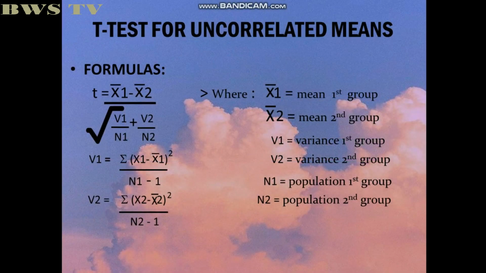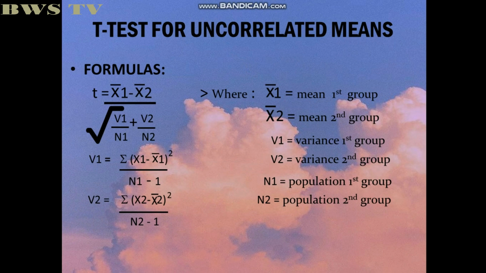These are the formulas that we're going to be using in order to have our answer. The formula for t is mean 1 minus mean 2 divided by the square root of v1 divided by n1 plus v2 divided by n2. The formula for v1 is the summation of (x1 minus mean 1) squared divided by n1 minus 1. Same thing for v2: the summation of (x2 minus mean 2) squared divided by n2 minus 1.